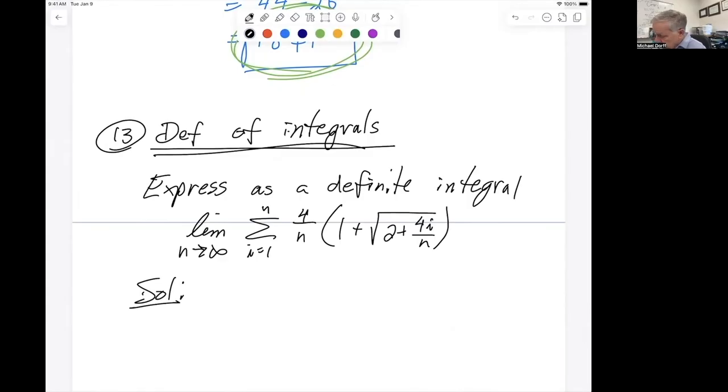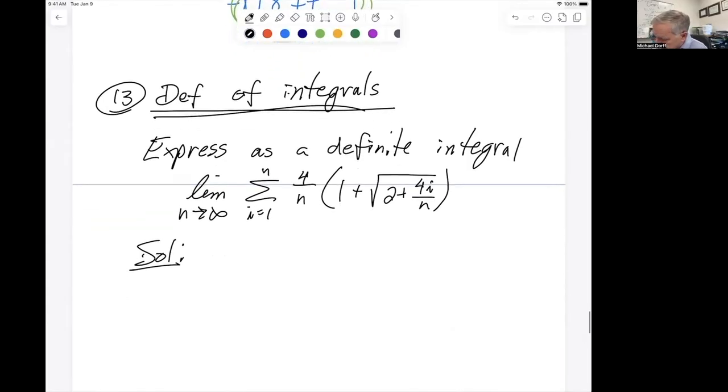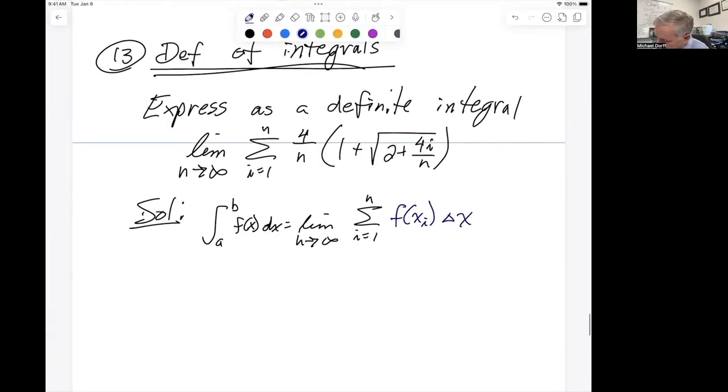So first thing I would do is I want to remember what the definition is. It says the integral from a to b of f of x dx equals the limit as n goes to infinity of the sum i equals 1 to n of f of x sub i delta x, where delta x equals b minus a over n, and x sub i is a plus i delta x. For this to make sense, delta x represents the base of the rectangle.